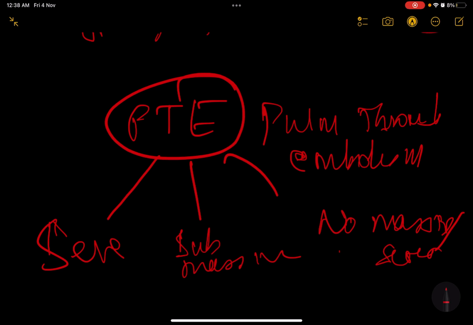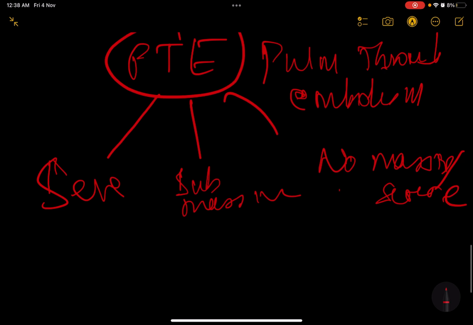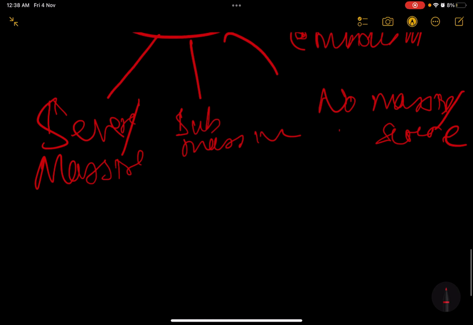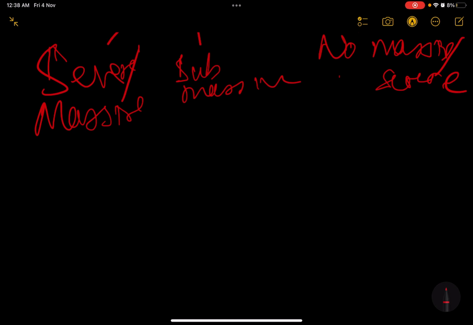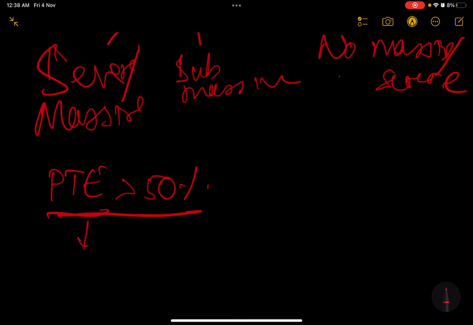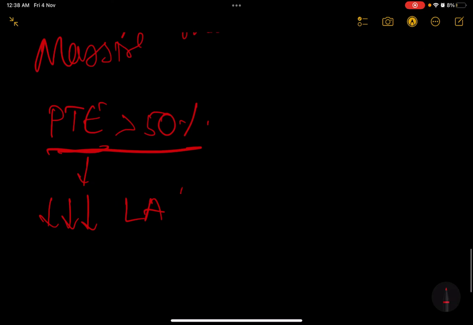When I'm starting with the severe one or the massive one, pardon my handwriting, but I think it's very clear what I'm trying to convey. In massive, there is a pulmonary thromboembolism of greater than 50% blocking the lumen. Because it's blocking the lumen, there is going to be decreased return to the left atrium, and that means decreased flow to the left ventricle. Second, there's going to be right ventricular pooling of blood.